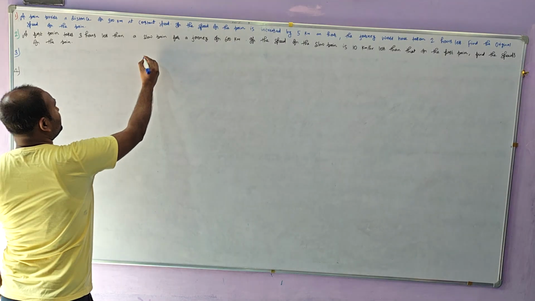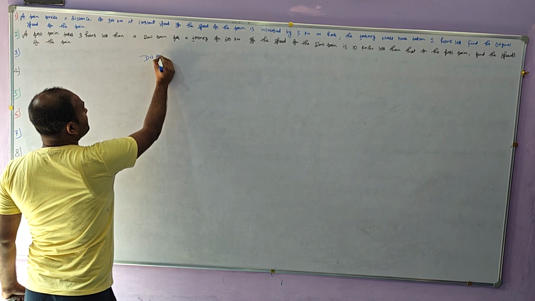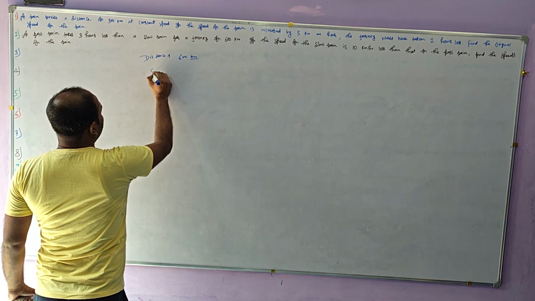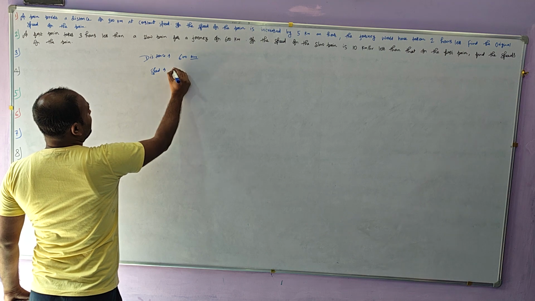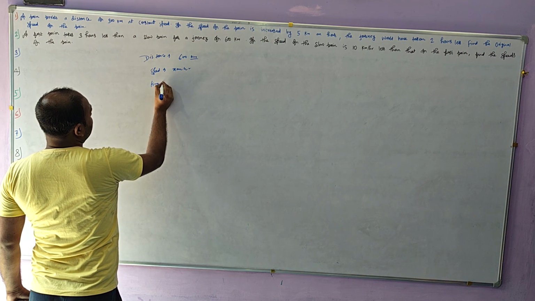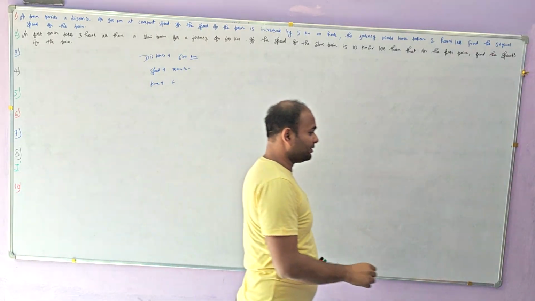So we have a distance of 600 kilometers, and let me have a speed x kilometers per hour, and time we have t.